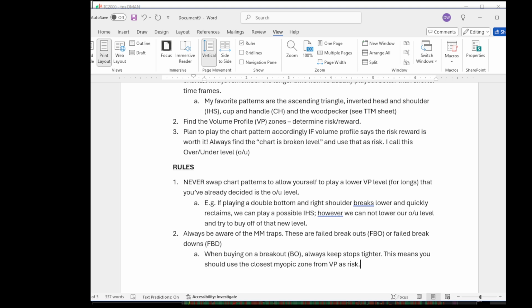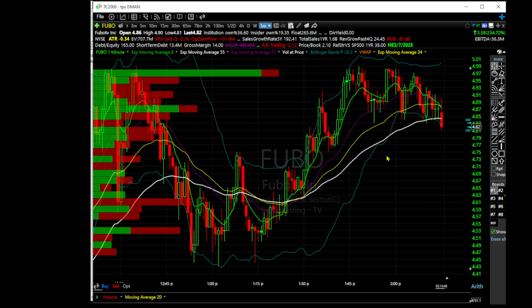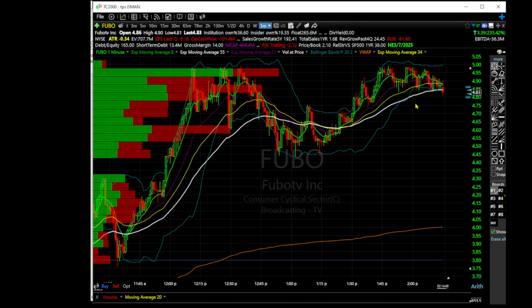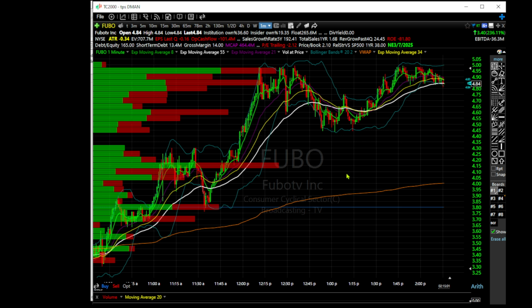Okay, is that too confusing? Like, I know what it means, but I know what I'm talking about. So here, I'll give you an example. Let's look at Fubo. So if I'm playing this as a breakout, let's say we want to buy it over $5 and we're going to play a breakout. Where should I put my stop according to that rule? Like, who do I have to keep happy?